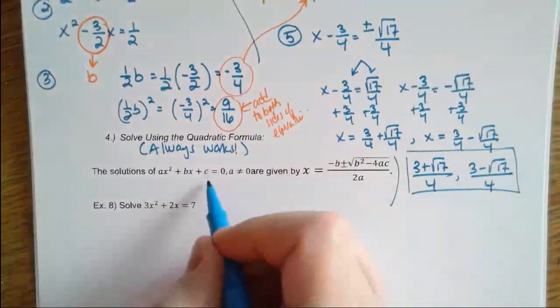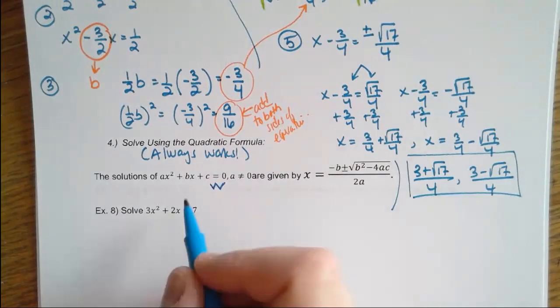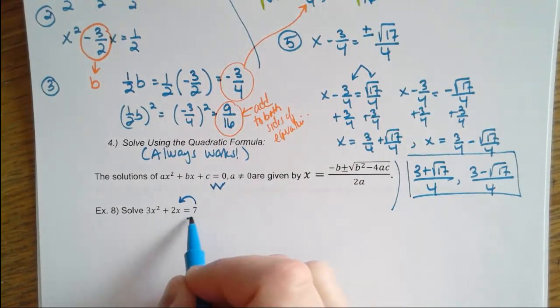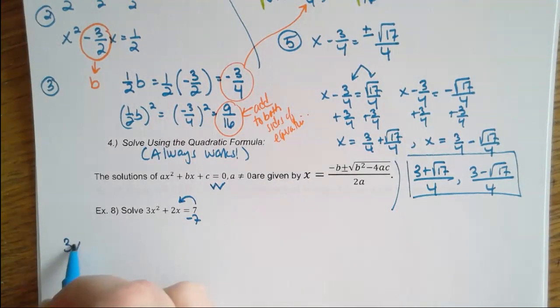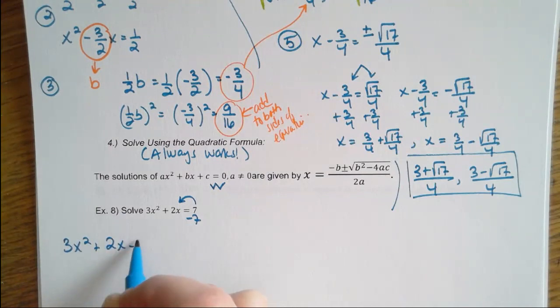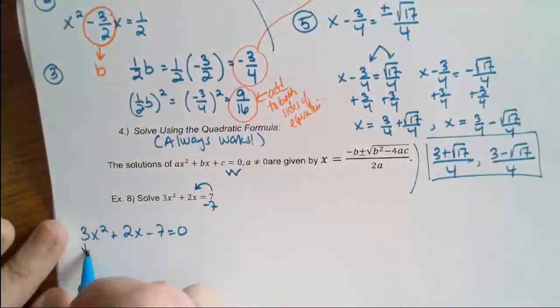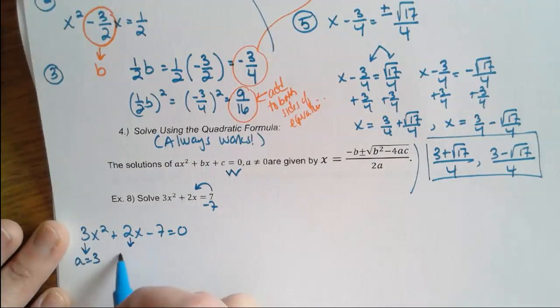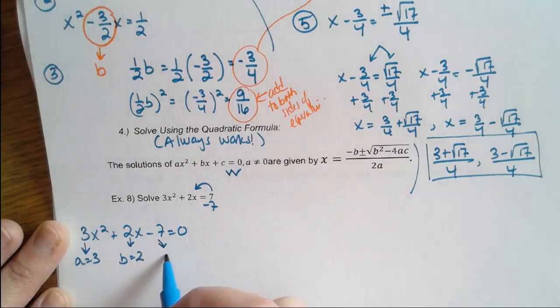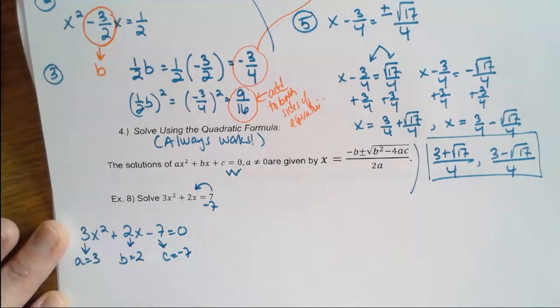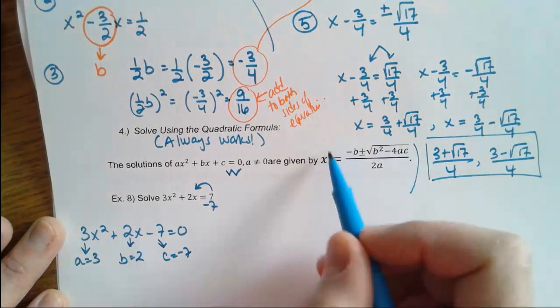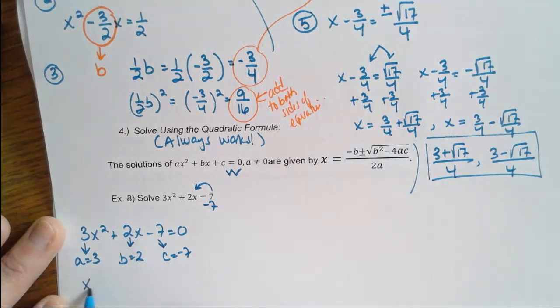So you do have to start with an equals 0 here. So I'm going to bring the 7 to the other side, and we do that by subtraction. And then what happens is, make sure your powers are in order. So this first value is going to be 3, the second would be b, and then the last one would be c. Just watch out for your negatives. And then you literally plug those values into the formula here.